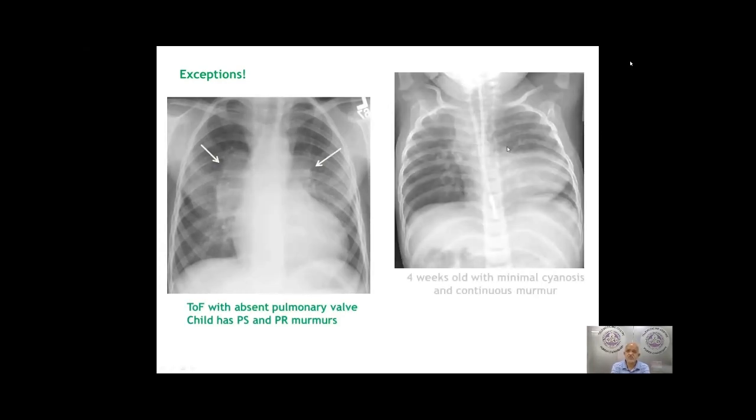This is a child who has TOF. You can see that the X-ray is very strongly suggestive of TOF, but this is a bit more than TOF. You can see the patient has an upturned apex and the pulmonary artery is empty. So one would definitely make a diagnosis of TOF. Then what is odd?